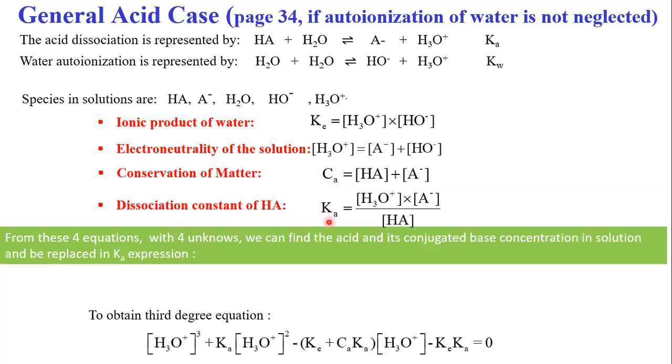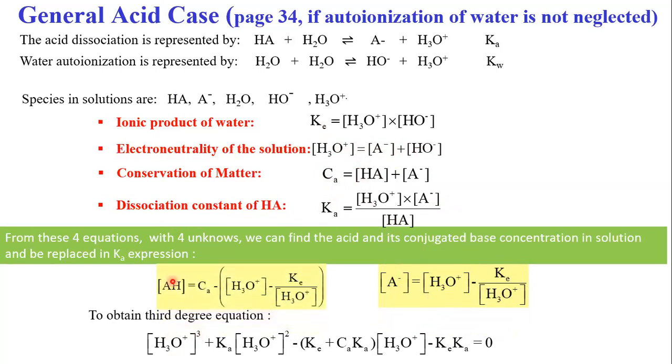Dissociation constant of the acid HA. If I take all these together, and from the electroneutrality principle, if I solve for A-, A- will be HA minus OH-. And instead of OH-, OH- is simply Kw divided by H3O+. Great, so I have the concentration of A- from the electroneutrality.